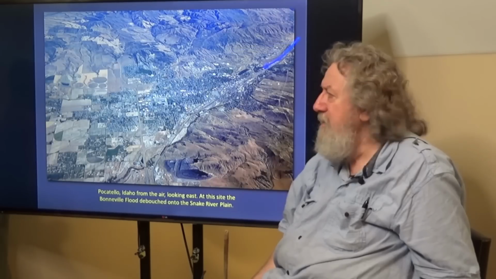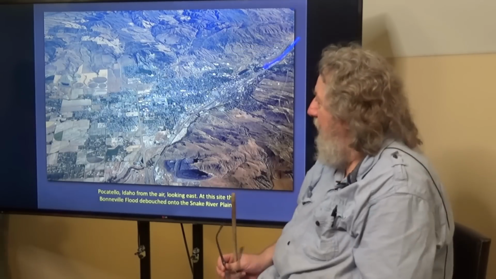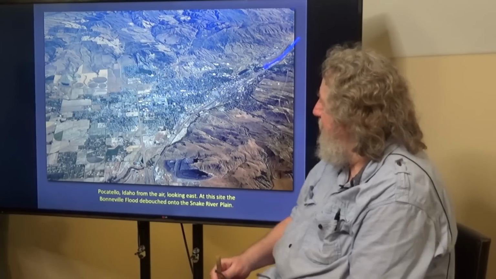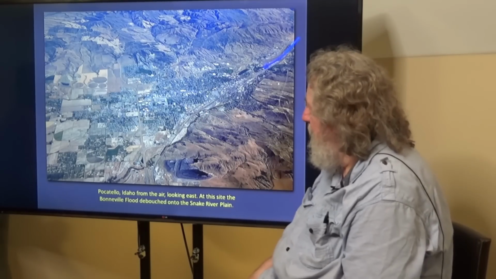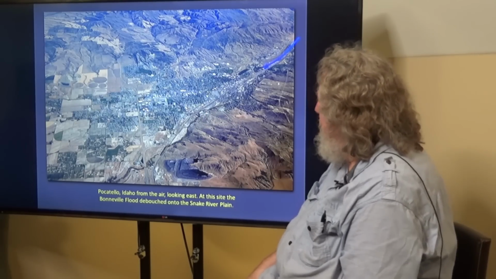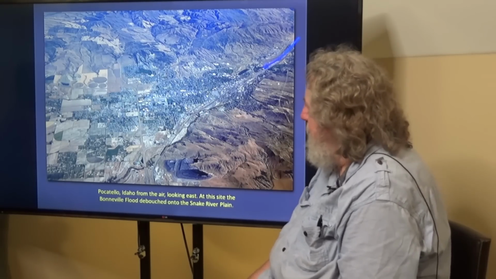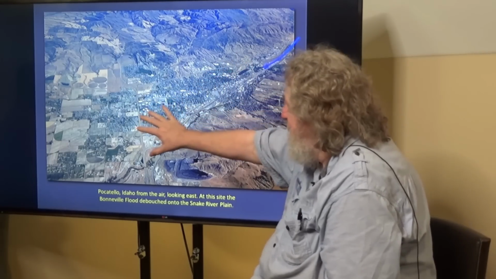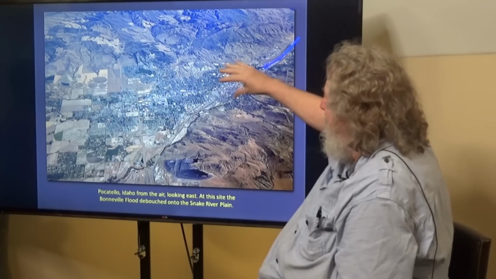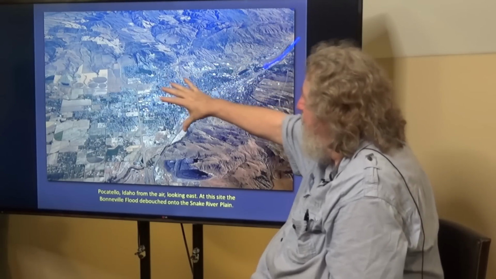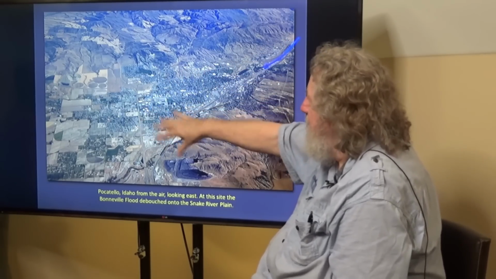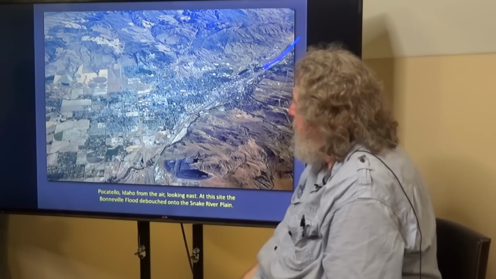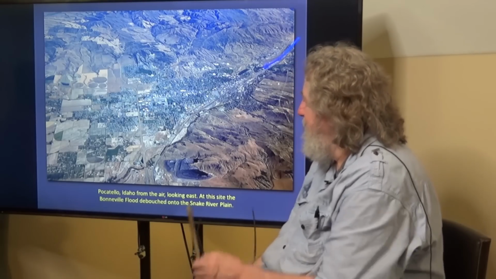So is Pocatello built on a delta? Yeah, I would definitely think so. Here is Pocatello from the air. It would be almost certain that there would be lots of flood deposits here, almost like you said, a delta, where this water spreads out and creates this fan-shaped deposit, and the city of Pocatello is now built upon that.